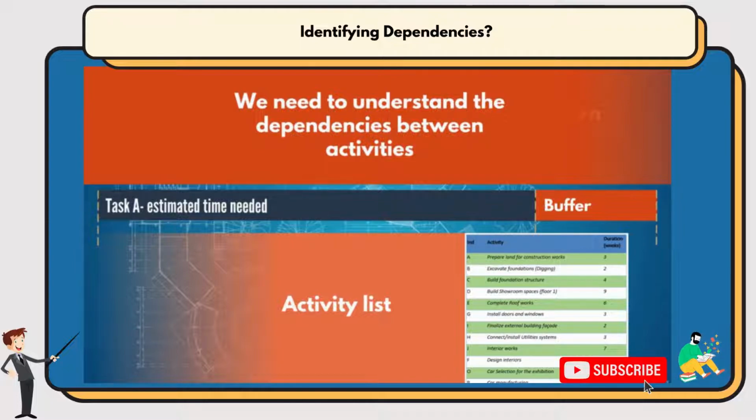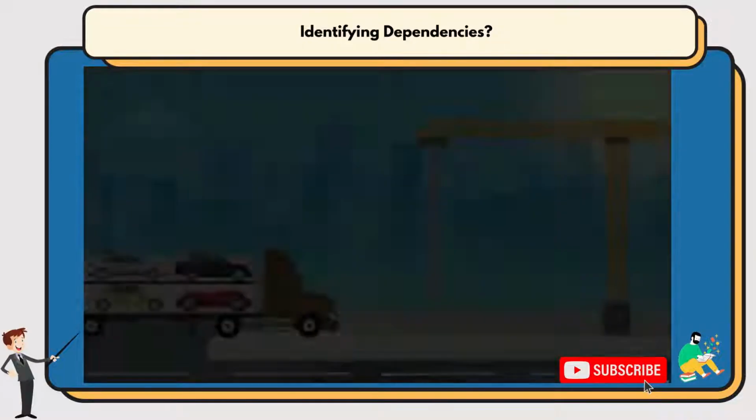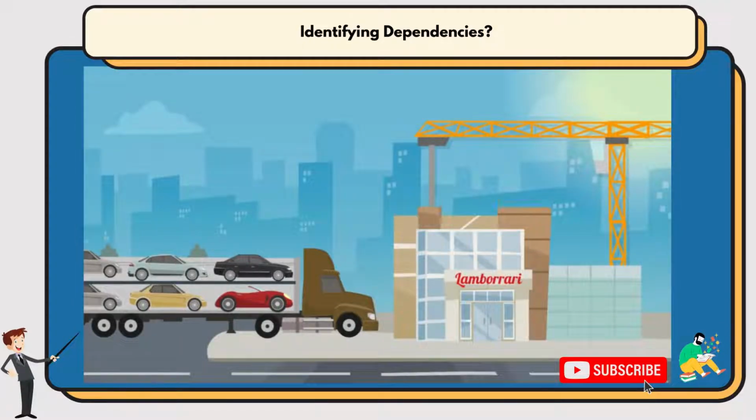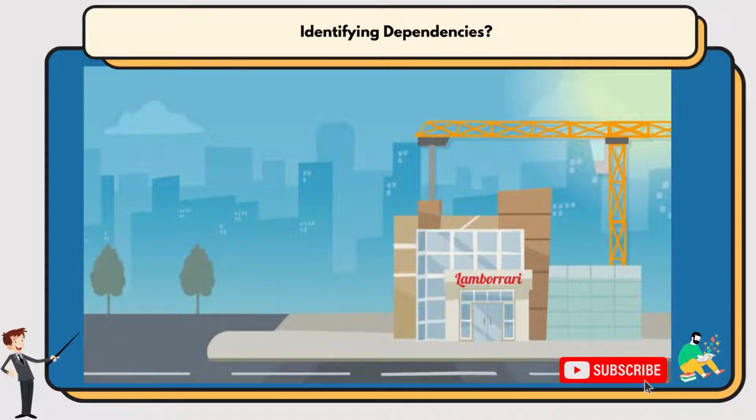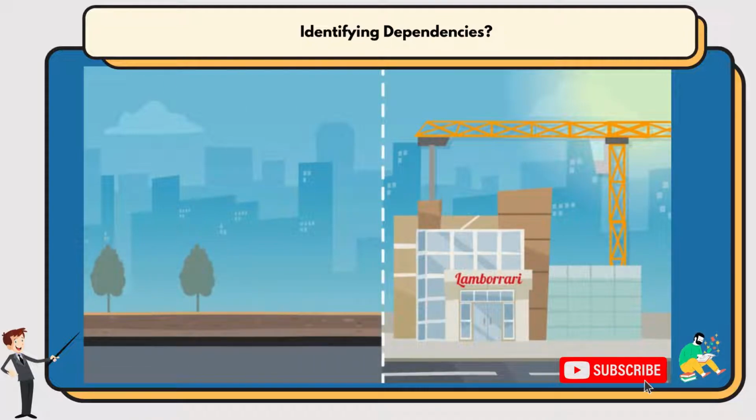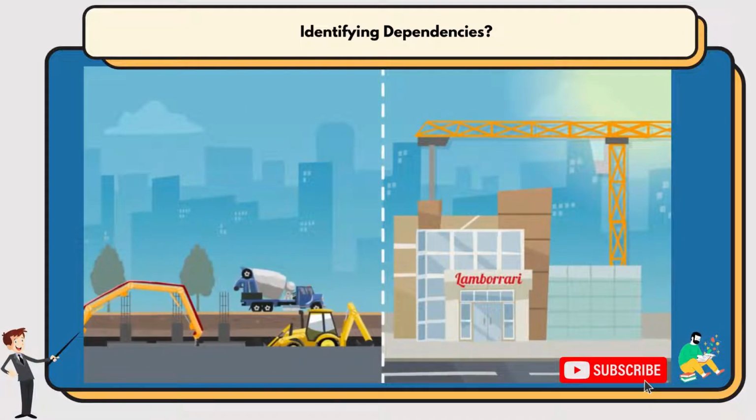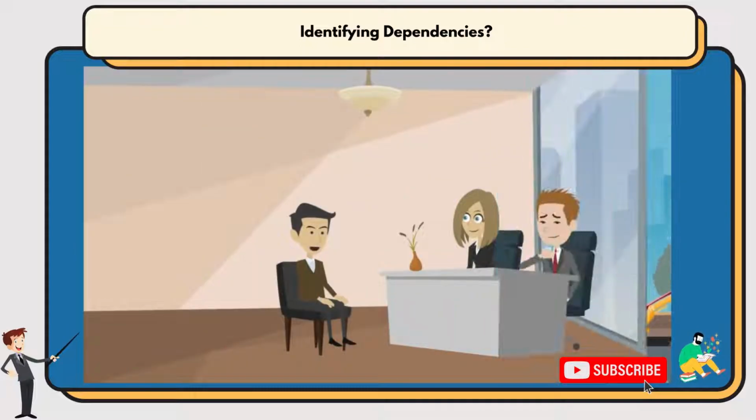It's not hard to imagine how some tasks are dependent on others. You can't have the cars delivered without a showroom. And you can't build your showroom until you've started digging, and you can't start digging until you have the machinery on site. You can, however, start recruiting the sales team. So, let's look at the 4 main reasons why dependencies exist between tasks.